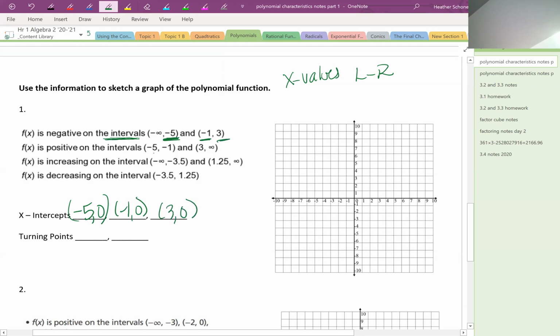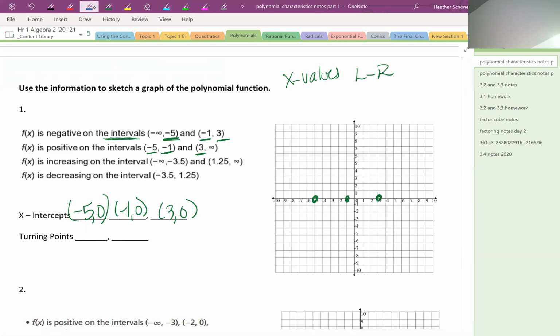If I had used positive, I'd have -5, -1, and 3. Same numbers. You do not use the infinity because you can't plot infinity. So the next thing we need to do is plot these points. Okay, so I plotted those 3 points.